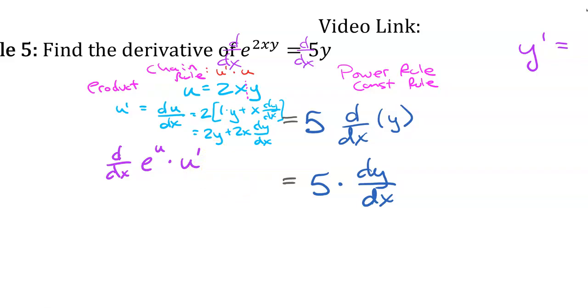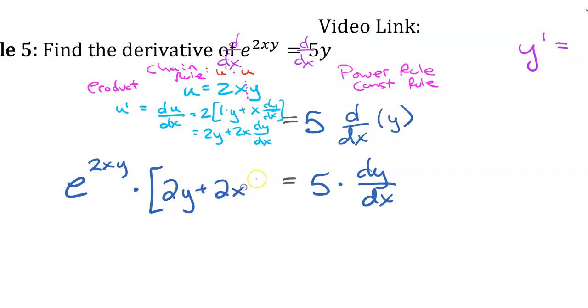Now the good news is the derivative of e to the x is just e to the x, so that's no big deal. So e to the 2xy times u prime, so that'd be 2y plus 2x dy dx. Okay? In my opinion, just this part, going from step 1 to step 2, can take a lot of time. Be careful. Go slowly. Don't skip any steps.